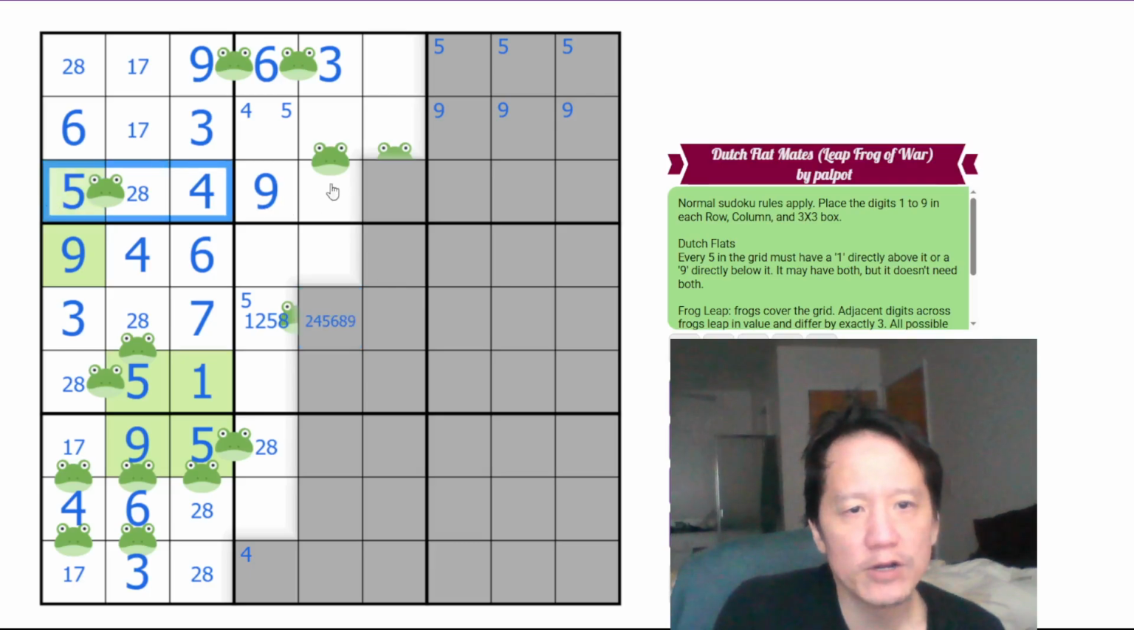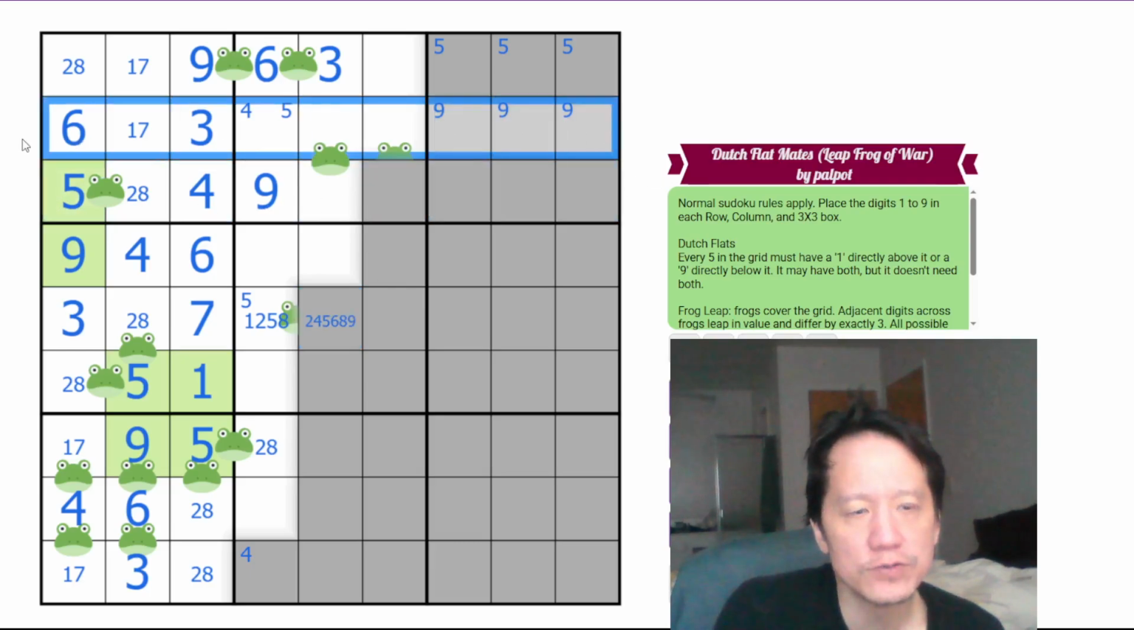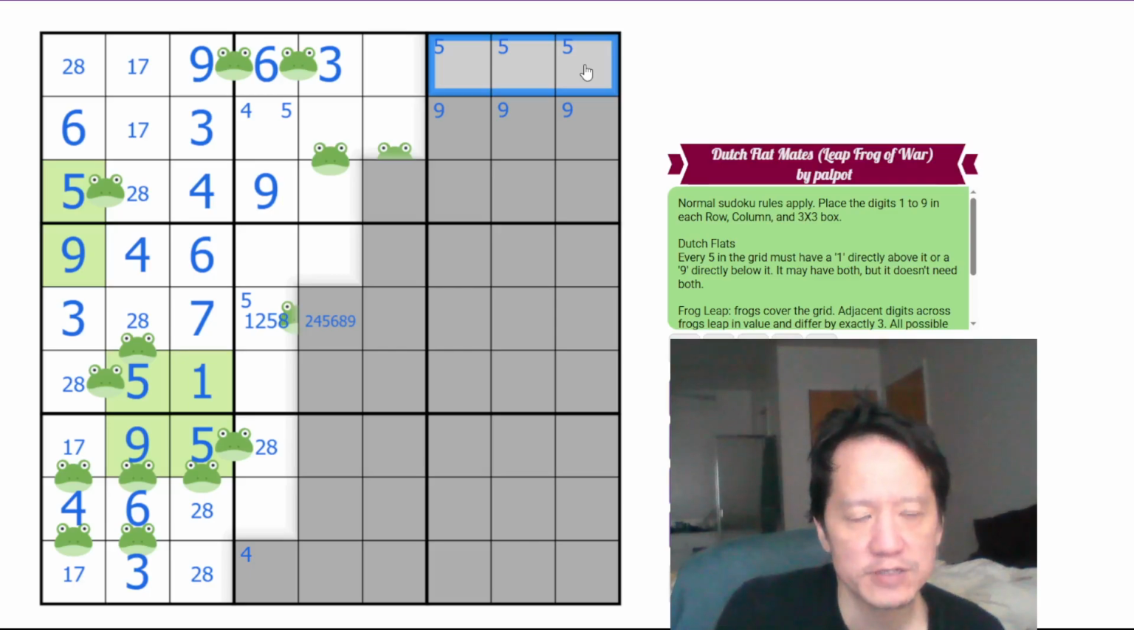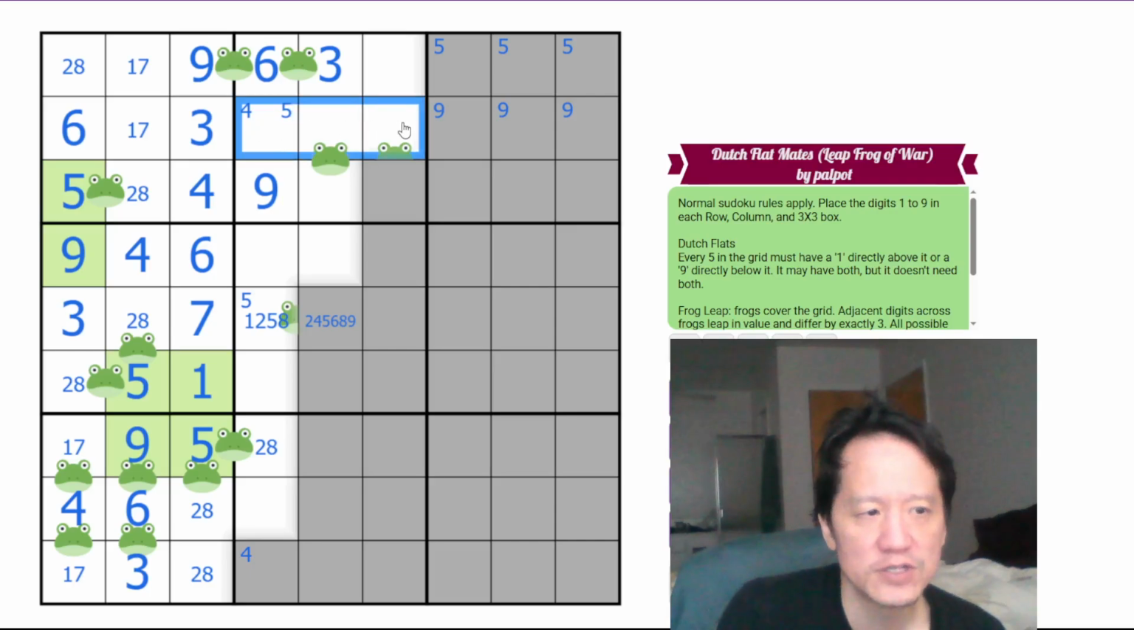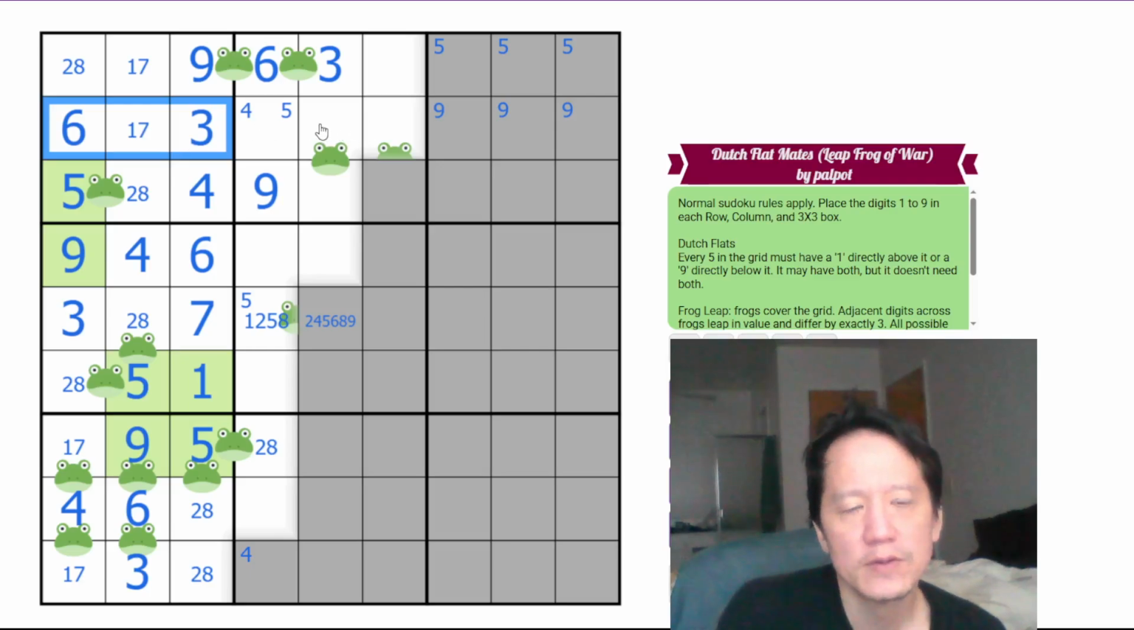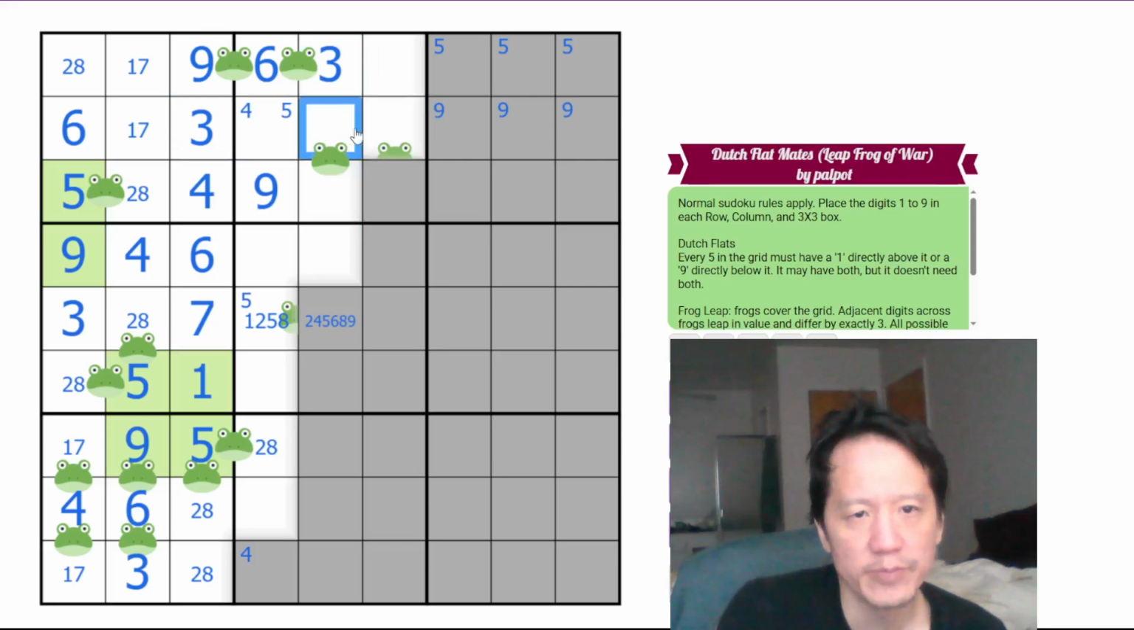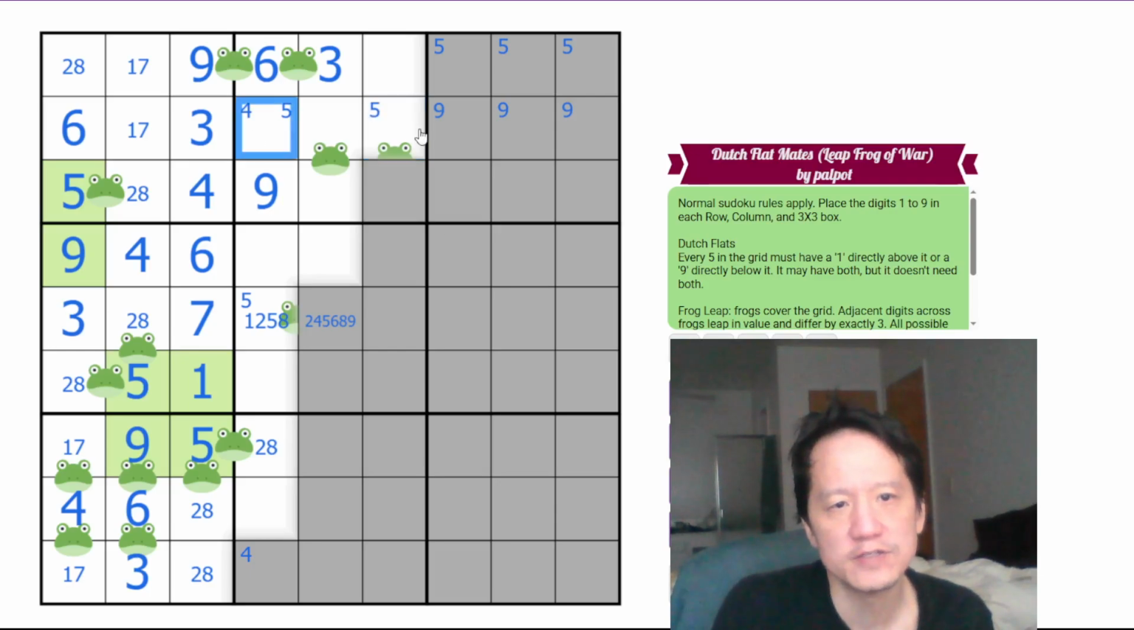Okay, where is the 5 in row 2? Can't be any of these cells because we know in row 1 the 5 has to be one of these 3 cells. Therefore, 5 must be one of these 3 cells in row 2 because it can't be here. But I guess you could have a 1 above it here. It cannot be here because 1 cannot be above it and 9 cannot be below it. So 5 is either here or here.